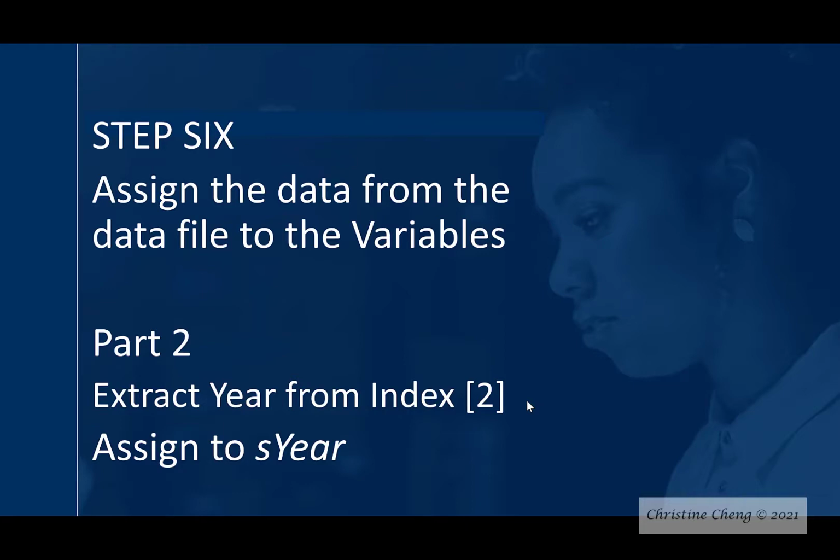In the last video, we learned how to assign string data to a string variable. I also mentioned that we can transform data before assigning the data to a variable. In this video, you are going to learn a fundamental data transformation skill, how to extract a substring of data from your raw data. Specifically, you are going to extract just the year from the date time data before assigning the year to your string variable, sYear.